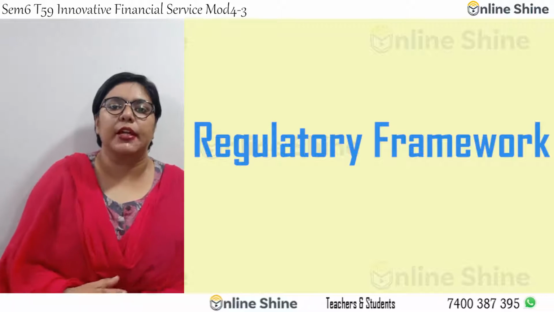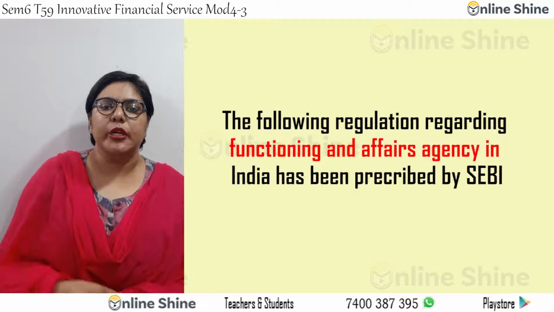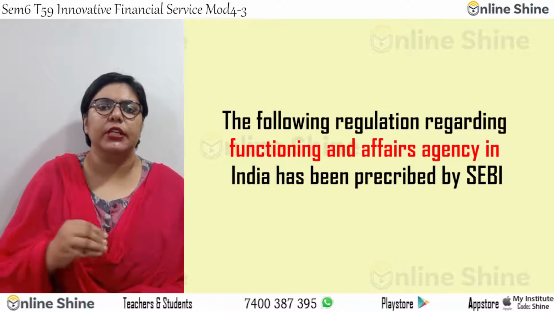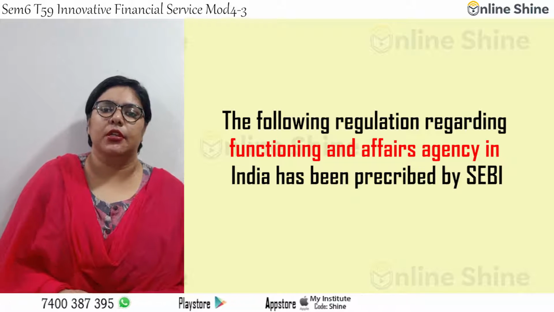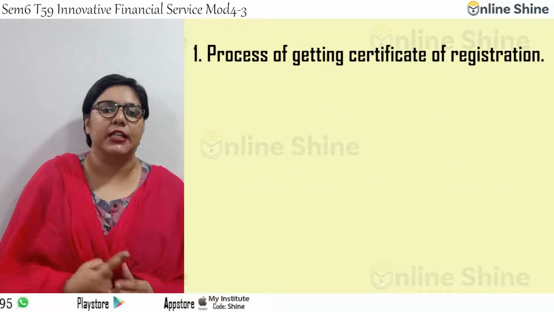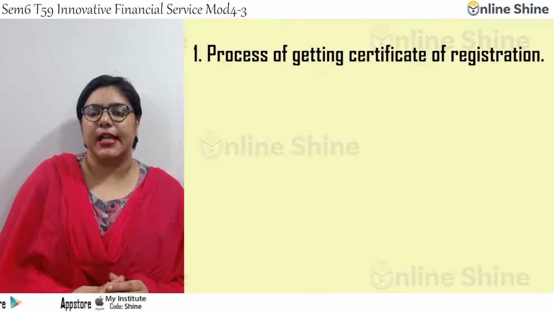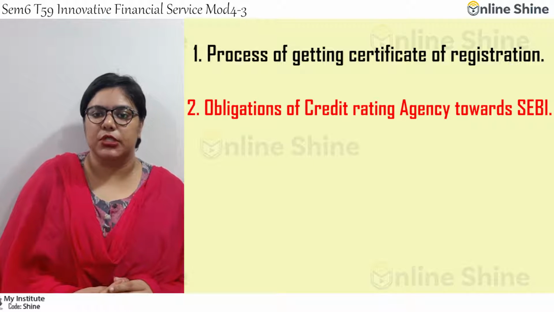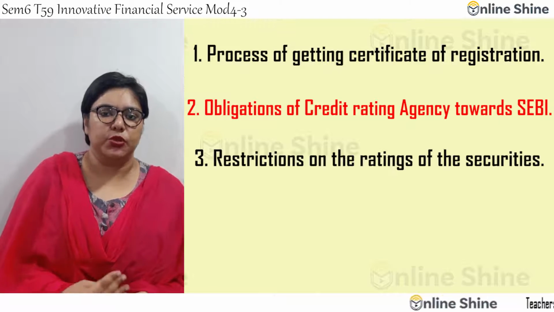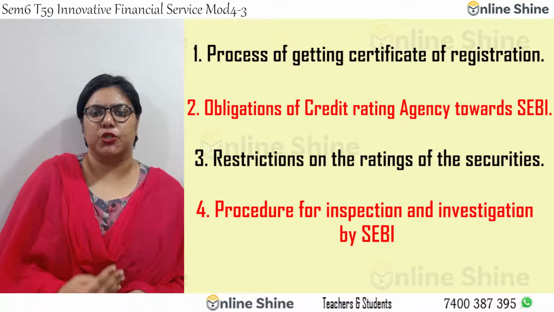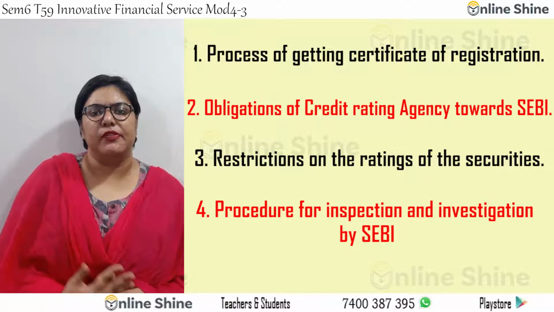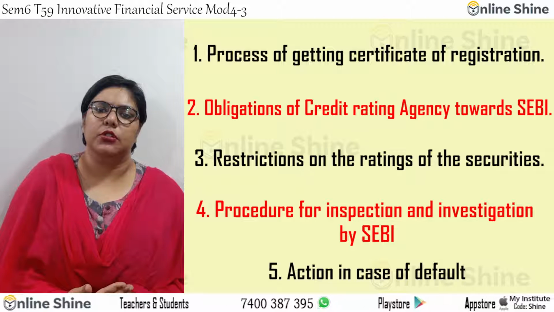Next, we will deal with the regulatory framework. The following regulations regarding functioning and affairs of credit rating agencies in India have been prescribed by SEBI. Number 1, process of getting certificate of registration. Second, obligations of credit rating agency towards SEBI. Third, restrictions on the ratings of the security. Fourth, procedure for inspection and investigation by SEBI. And fifth, action in case of default.